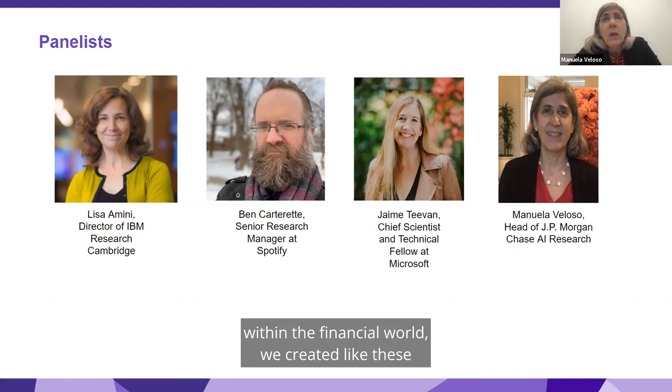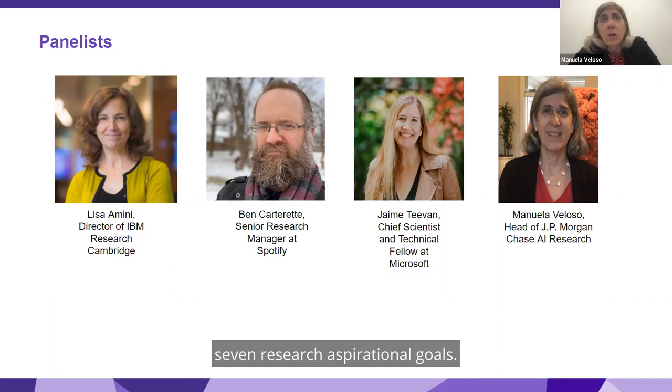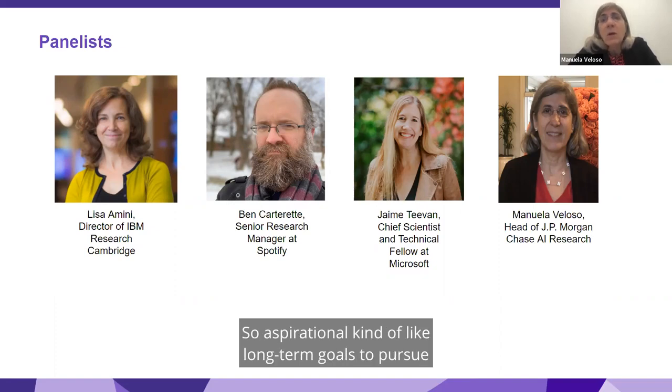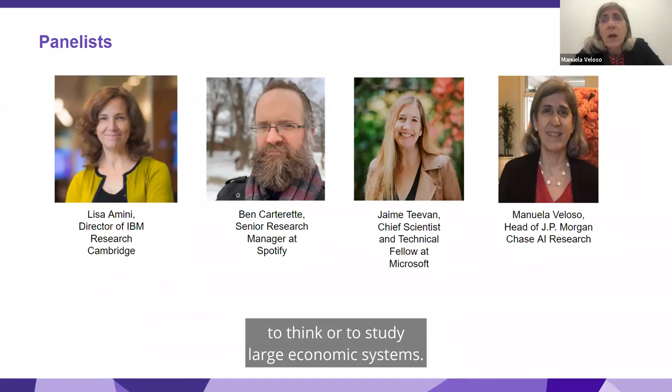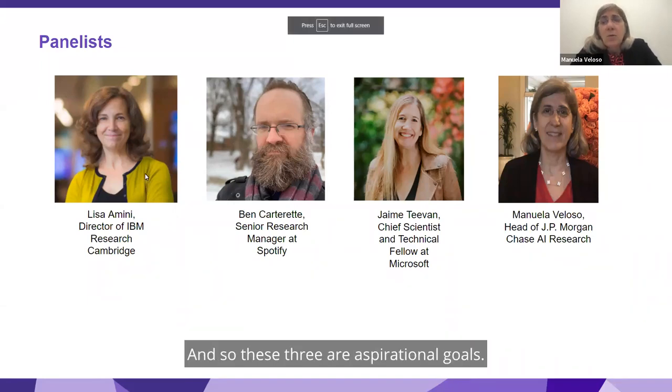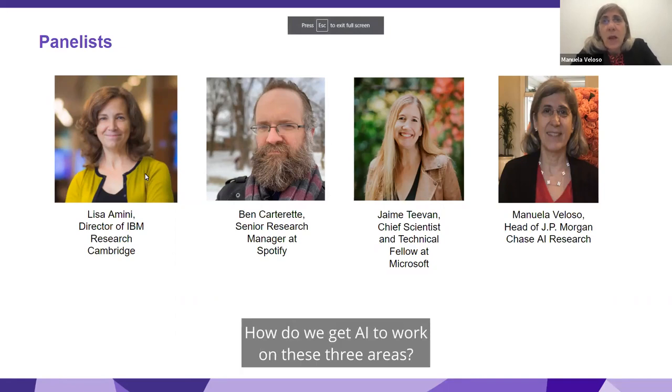As a final thought, to organize AI within the financial world, we created seven research aspirational goals. Aspirational, like long-term goals to pursue, of which three are very related to the financial industry itself: AI to eradicate financial crime, AI to share data safely, and AI to study large economic systems. So these three are aspirational goals. How do we get AI to work on these three areas?